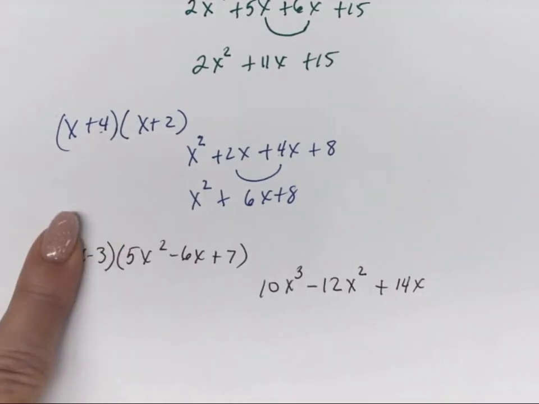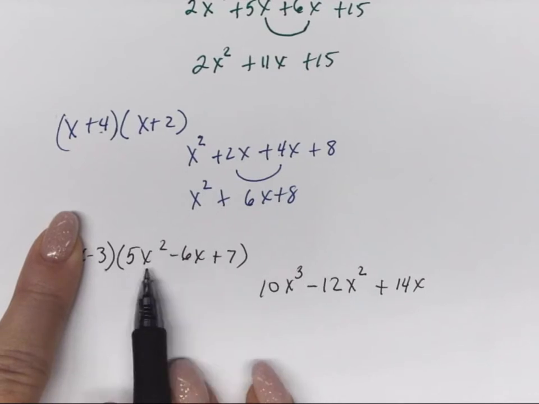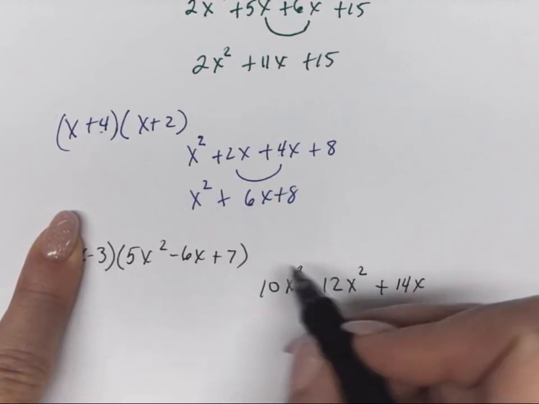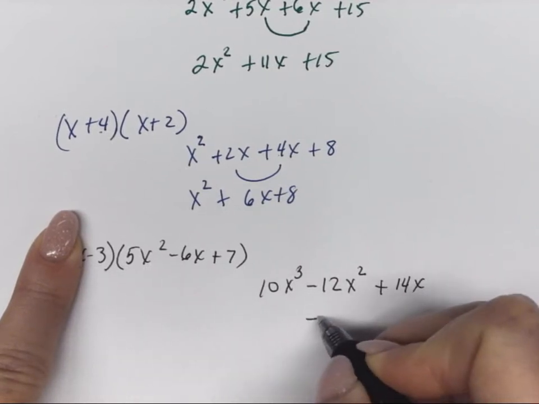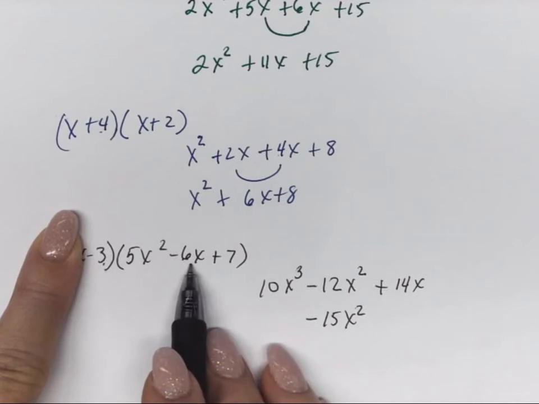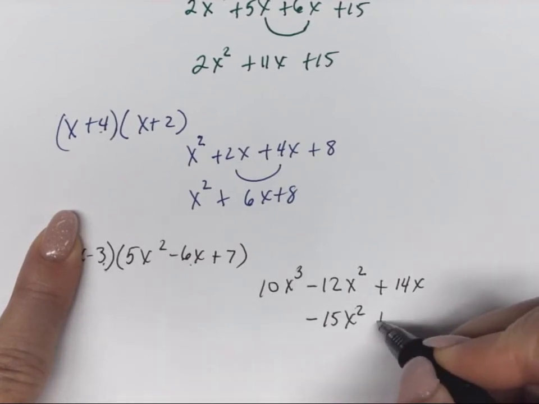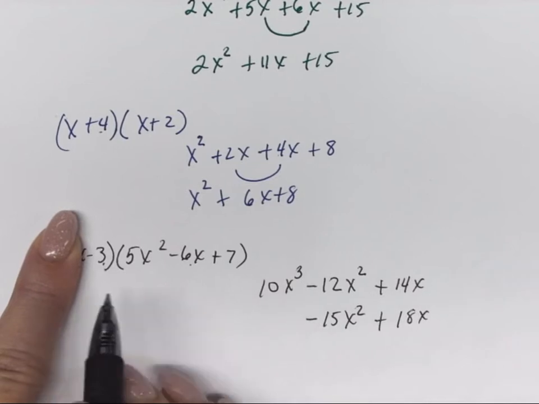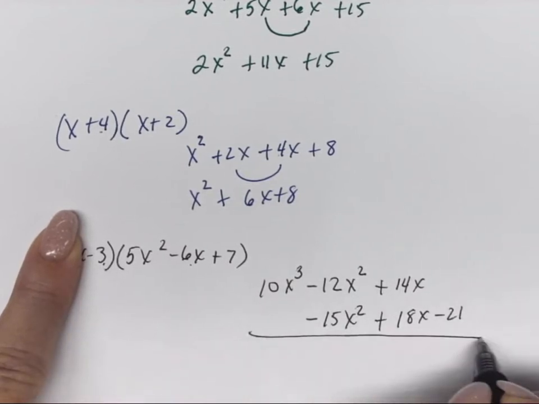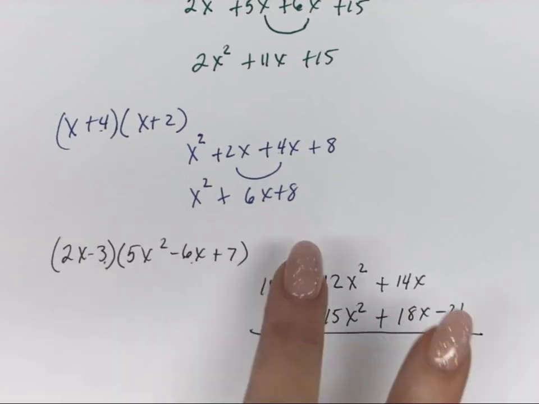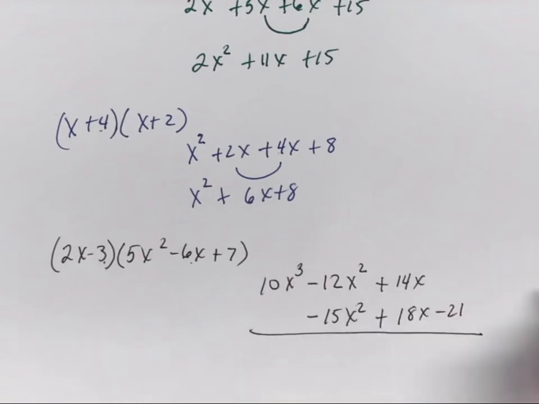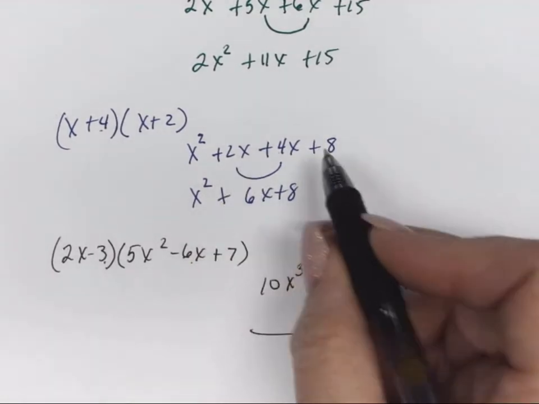Now I'm going to do this one, and I'm going to have similar terms, a couple of them, so I'm going to stack them. Negative 3 times 5 times x squared will get me negative 15x squared. Negative 3 times negative 6x will get me positive 18x. And negative 3 times 7 will get me negative 21. Because I had 3 terms here, I'm going to have 2 that are like terms, and to me it's easier if we stack them. You don't have to. You could just keep writing them out like we did here.